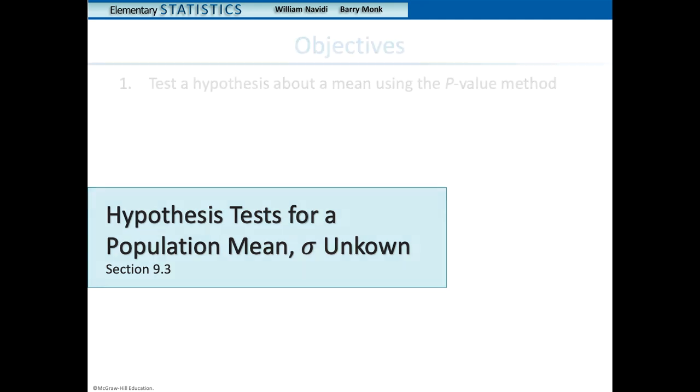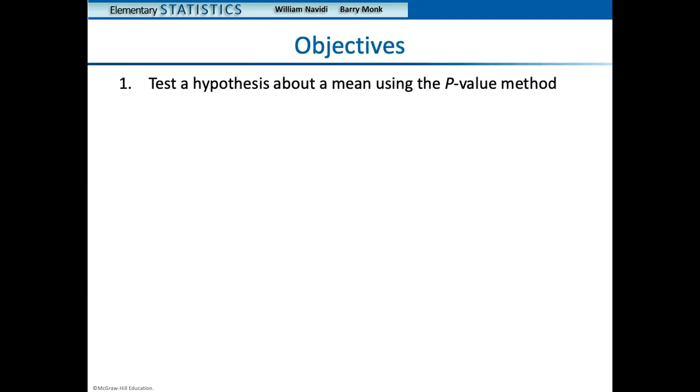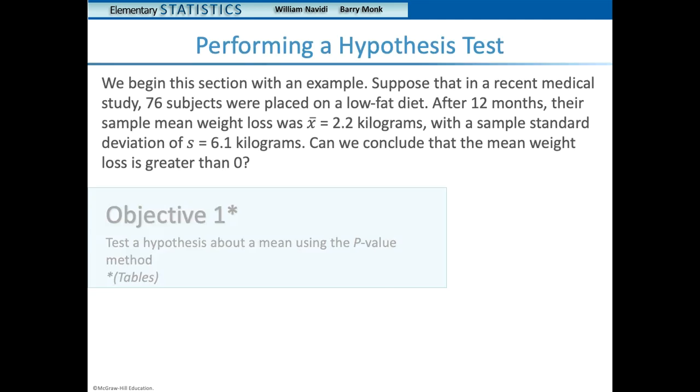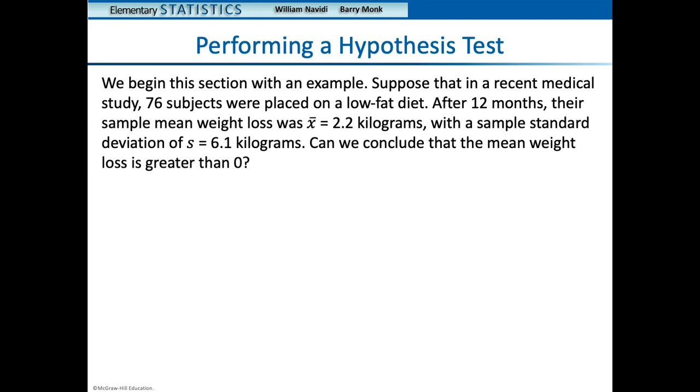So what we're going to do is look at how to test a hypothesis about a mean using the p-value method again, which we introduced in the previous section. But this time we will look at how to do that when sigma is not known. And we'll look at how to do this both using a table and then also using your TI-84 calculator. So we'll begin with an example.